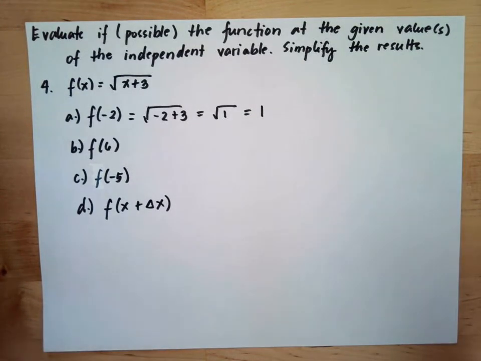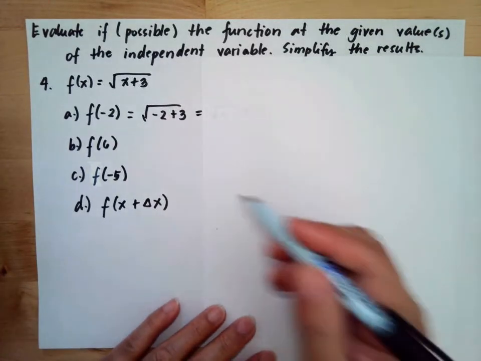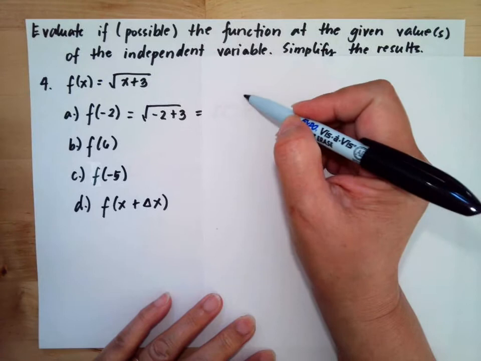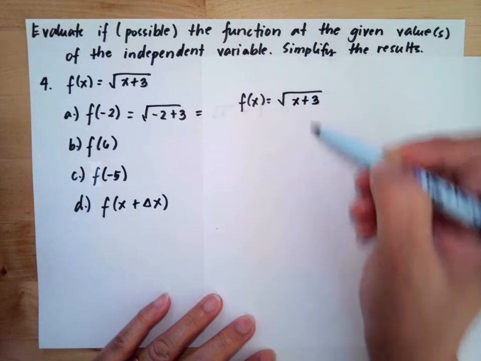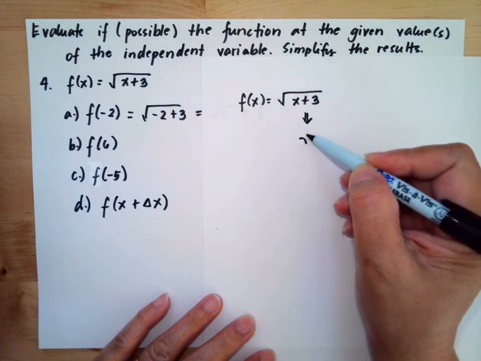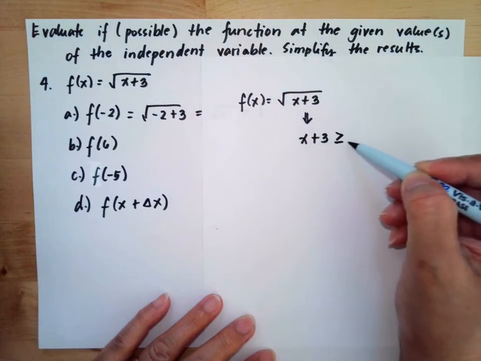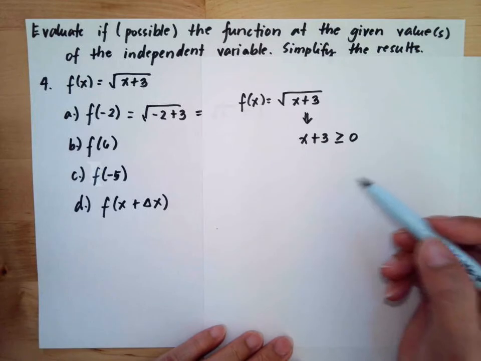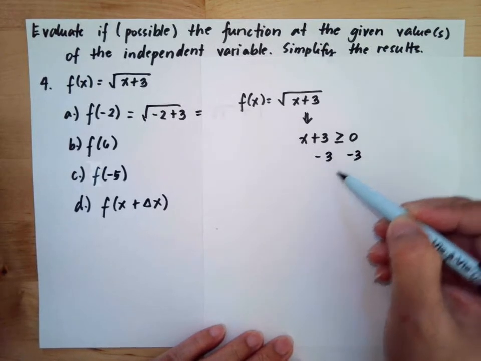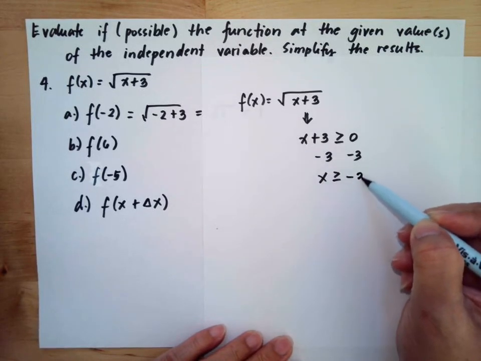Now, you can say the square root corresponds to positive and negative. Yes, the square root of a number can be positive and negative. But if you graph f of x is equal to the square root of x plus 3, the domain will require x plus 3 to be greater than or equal to 0, because if it is less than 0, then it's negative and it will be an imaginary number. So, subtract 3 from both sides, and we have x is greater than or equal to negative 3.